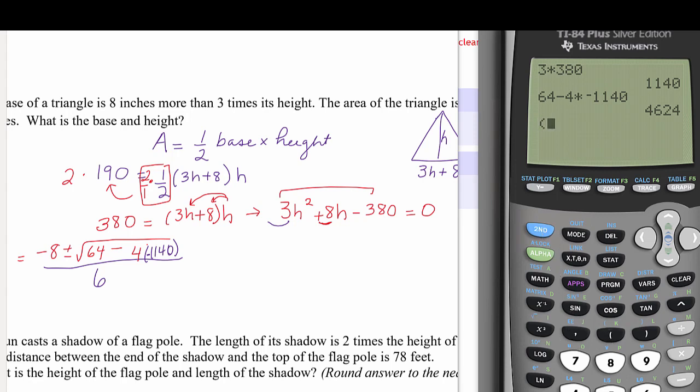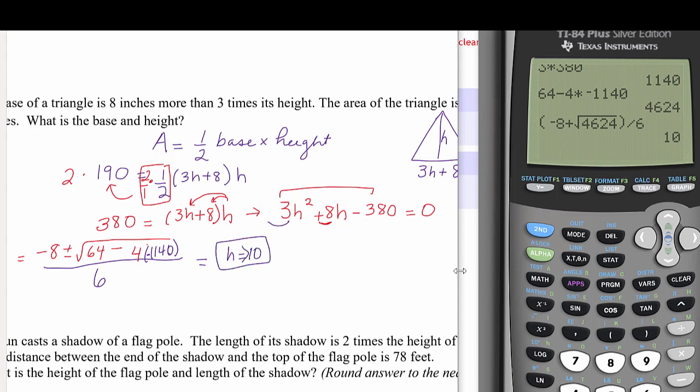We're going to do negative 8 plus the square root of 4624, divided by the 6, and see what we get. Oh, we get 10. Nice. So h equals 10. Okay, and so that's our height.